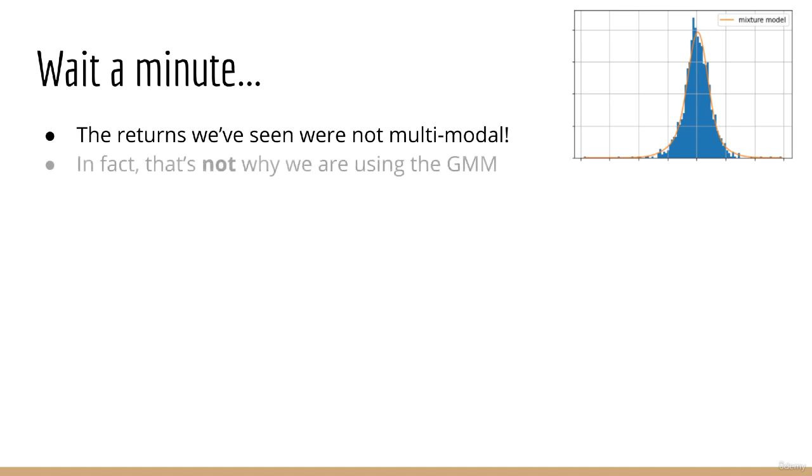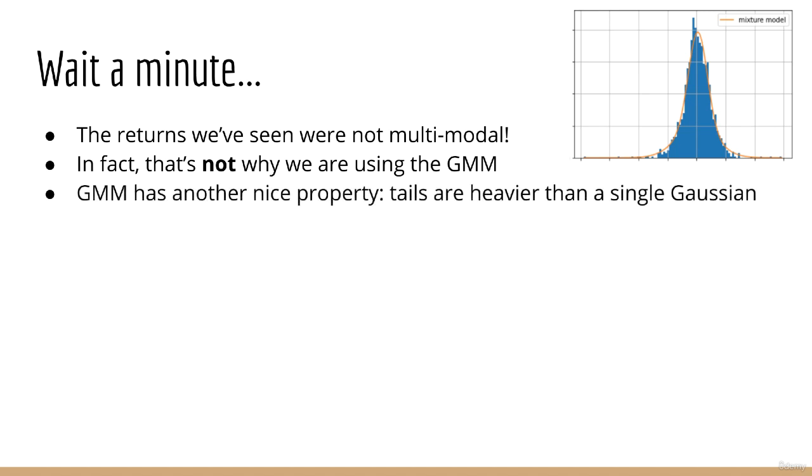At this point, you must be wondering, what is the point of using a Gaussian mixture, which is clearly for multimodal distributions, on stock returns, which have not looked multimodal so far? Well, this may be surprising, but the purpose of using the Gaussian mixture is not for its ability to model multimodal distributions. Instead, it's for a less well-known property, which is that Gaussian mixtures have heavier tails than single Gaussians.